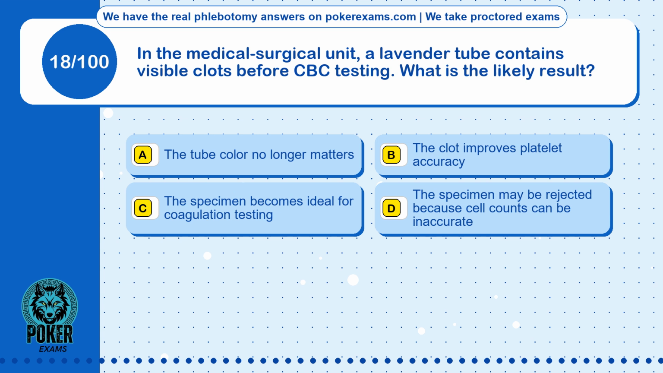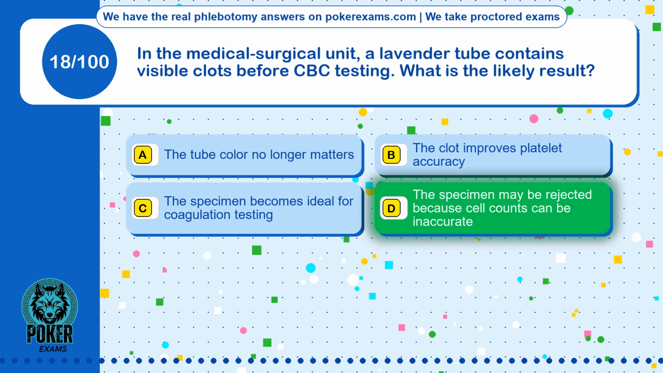Question 18. In the medical surgical unit, a lavender tube contains visible clots before CBC testing. What is the likely result? Option A. The tube color no longer matters. Option B. The clot improves platelet accuracy. Option C. The specimen becomes ideal for coagulation testing. Option D. The specimen may be rejected because cell counts can be inaccurate.